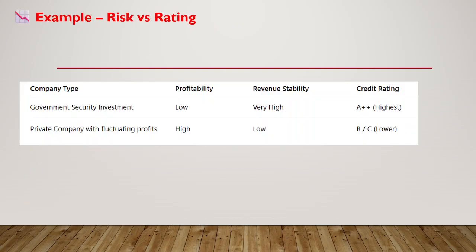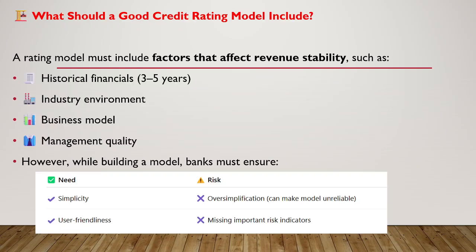Now let's move to what factors are used in designing a good rating model. A strong rating model considers the past 3 to 5 years of financial performance, the business environment and industry risk, the borrower's business model, management quality and governance. But there's also a balance to maintain. The model must be simple enough to use practically, but also robust enough to capture risk accurately. If it's too simple, it might miss important signals. If it's too complex, it becomes impractical for users.